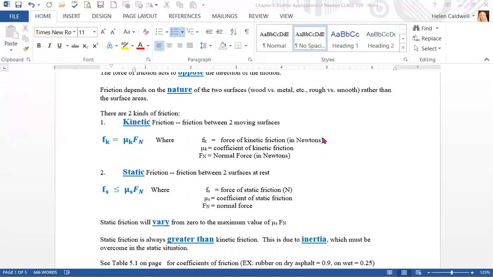F sub K is the force of friction measured in newtons. Mu sub K is the coefficient of kinetic friction. It does not have units of measurement. It's a proportionality constant. And F sub N is the normal force, which is also in newtons.